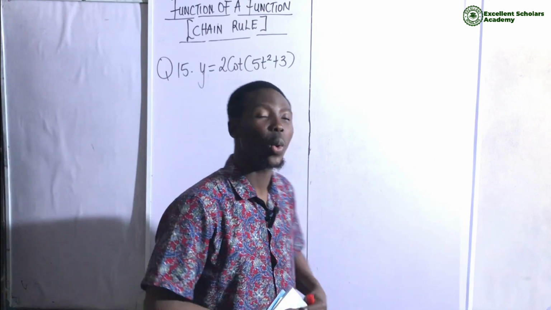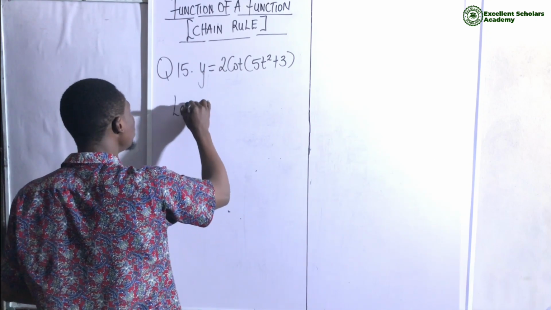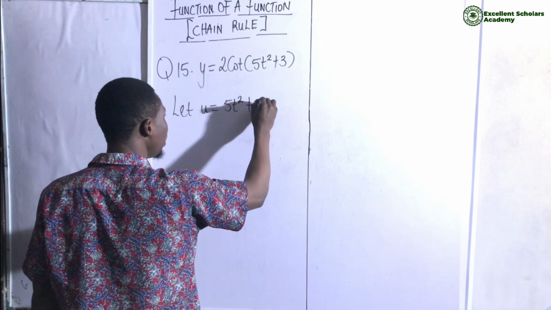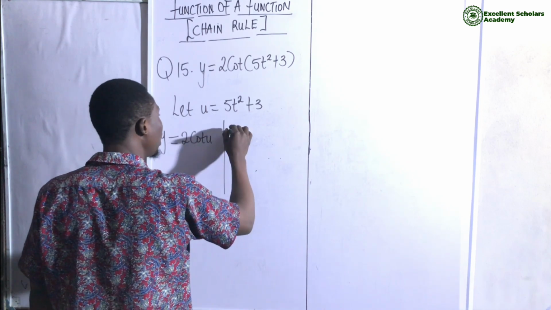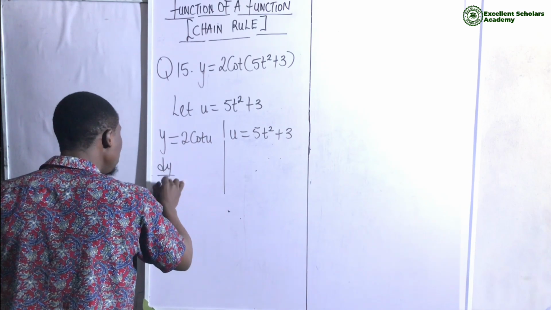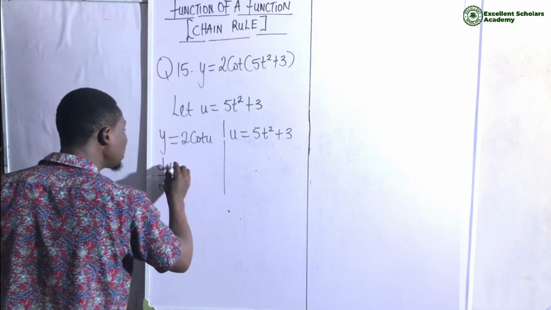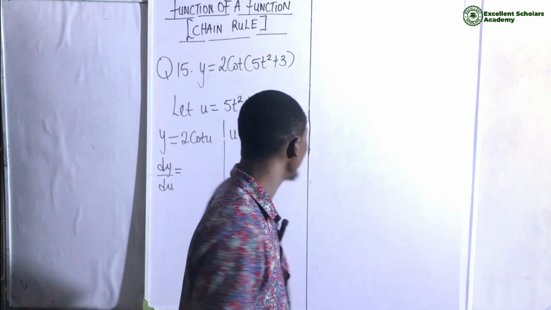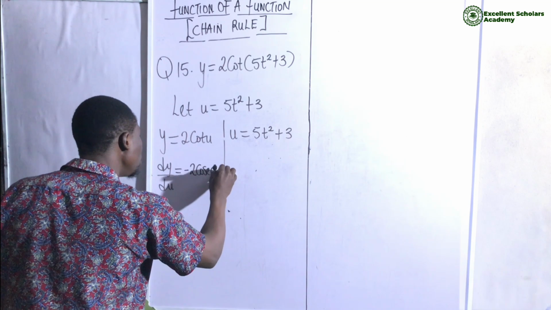Okay, so this is the next question we are going to solve. y equals 2 cot of 5t squared plus 3. Now you say let u be equal to 5t to the power of 2 plus 3. So now this becomes that y equals 2 cot u, and then you have u equals 5t squared plus 3. Now, dy/du here is going to be equal to 2. Now, if you differentiate cot u, you are going to have minus cosec square u. So this becomes minus 2 cosec square u.